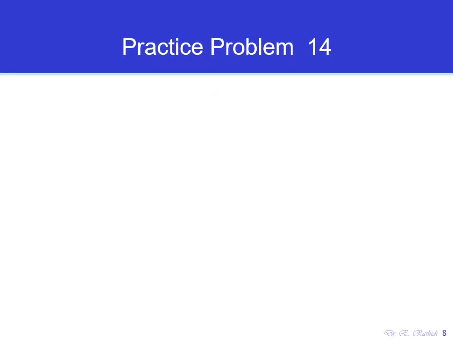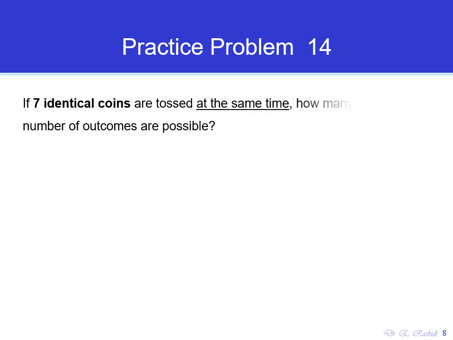Next practice problem. Suppose we have 7 identical coins and we toss them all at once. How many different outcomes are possible? Here we have 7 identical coins. They are not different from each other. You cannot distinguish them from each other, and you toss all of them at once. How many different outcomes would we get?